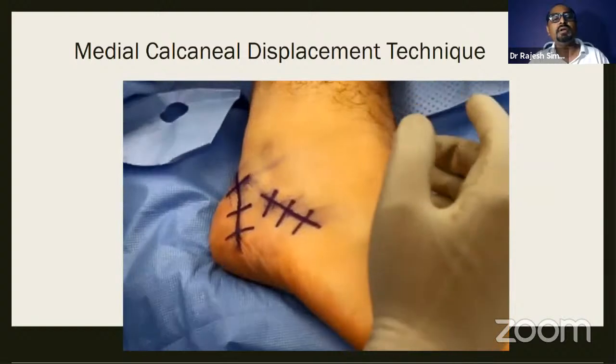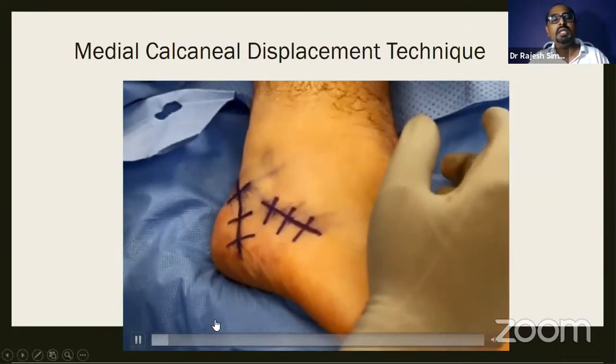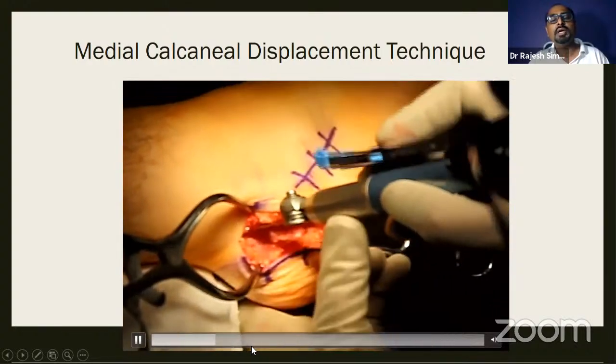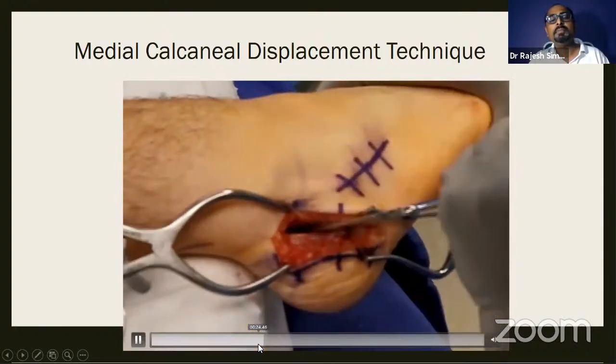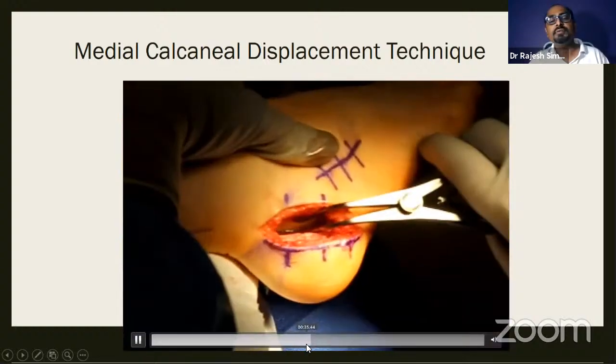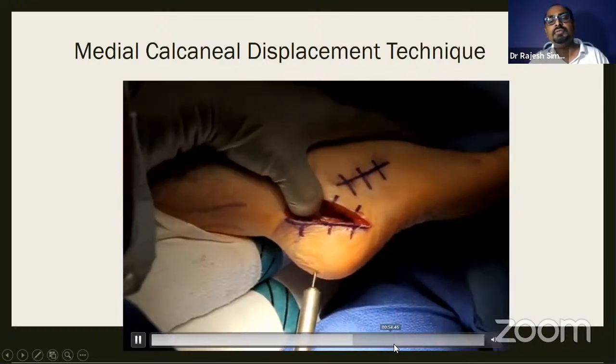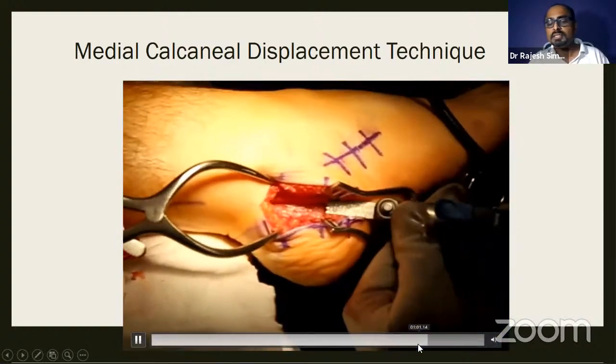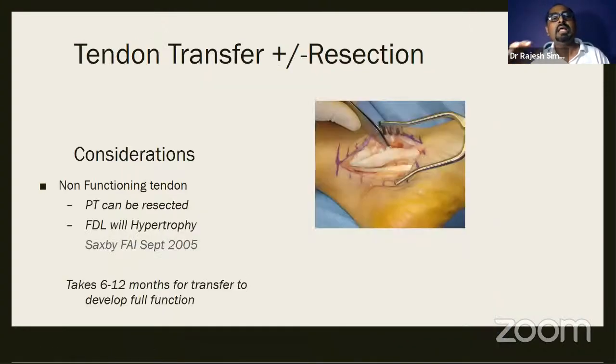I'll just run through how you clinically do it. Open up there, make a saw cut here, and open up the bone, and then you open up with a lamina spreader, and then you shift the bone and fix it with the screws. That is how you go about it.